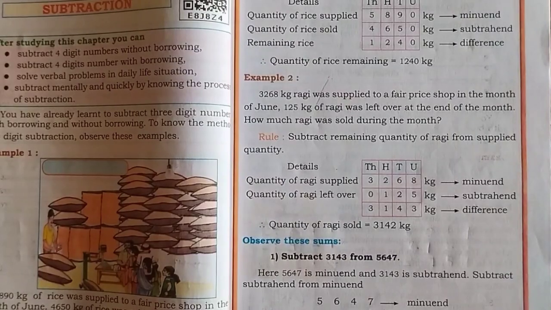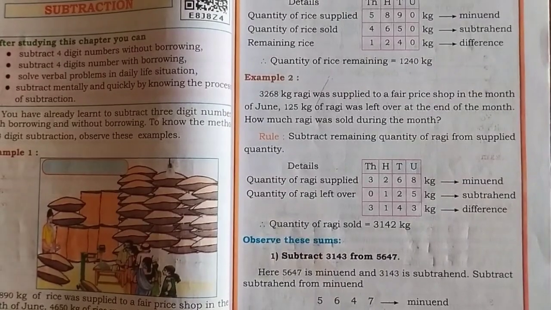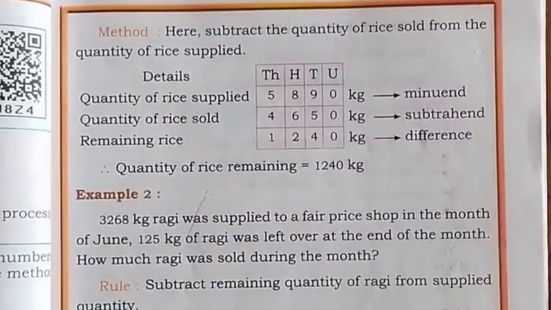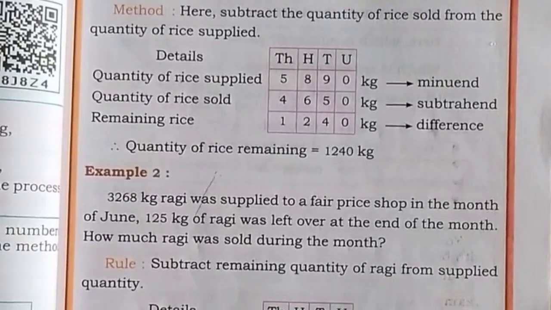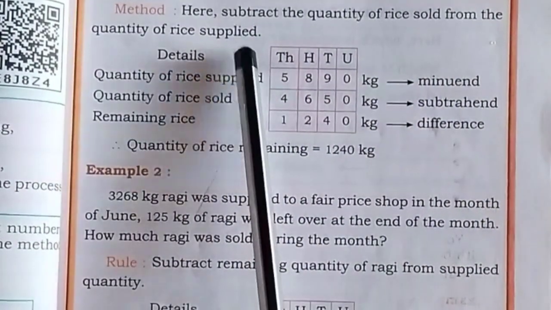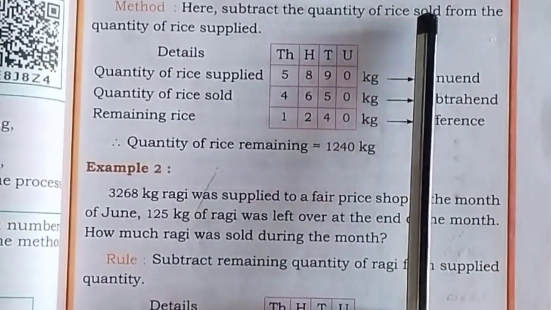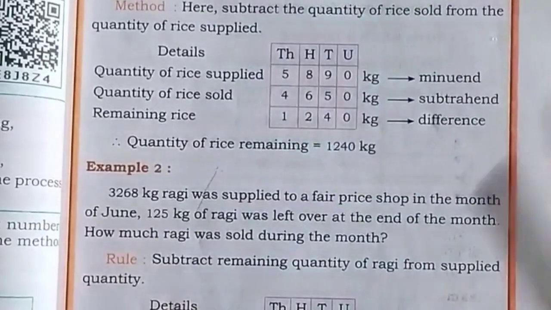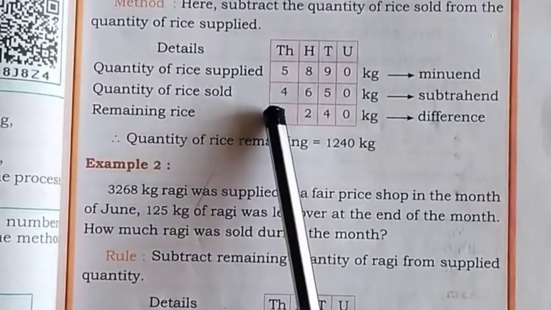What to do, children? Yes, here you have to subtract 5,890 minus 4,650. So here we have a method. You already know how to subtract 3-digit numbers. So we are going to learn how to subtract 4-digit numbers. Here, subtract the quantity of rice sold from the quantity of rice supplied. The quantity of rice supplied is 5,890. The quantity of rice sold is 4,650. Here they have given names for the first number and the second number.